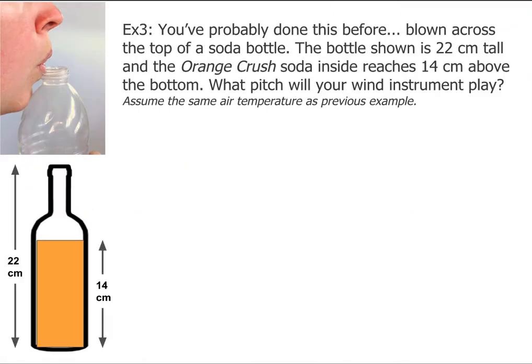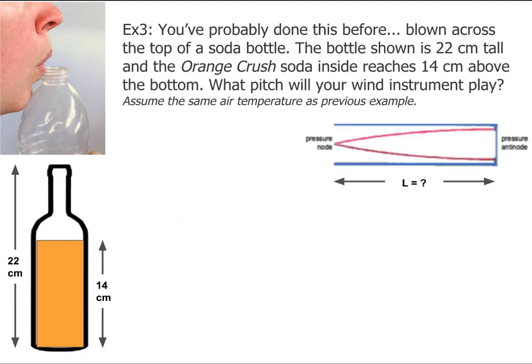Here's another example, but this one involves a closed pipe, because what's important here is the air column that is up above the bottle, okay? And the one end of it is closed off by the soda. The other side is where we are blowing across. You've probably done this before. You blow across a soda bottle and you hear this kind of low noise, this certain sound that is created. Let's figure out what pitch or what frequency our instrument is playing.